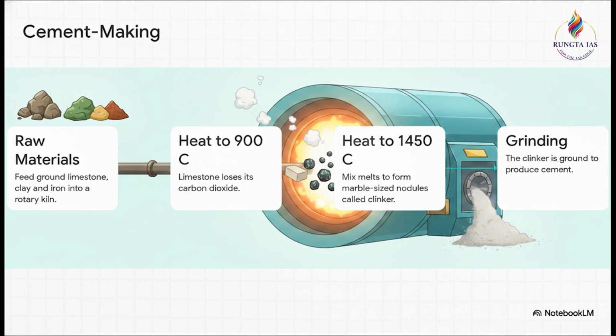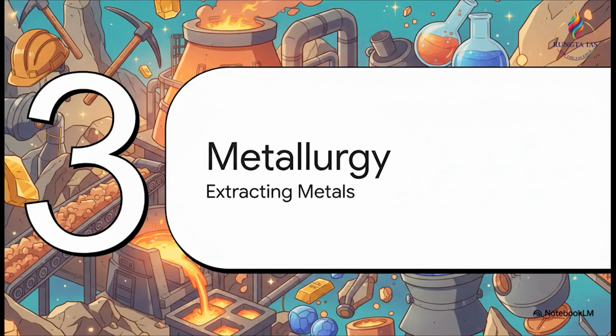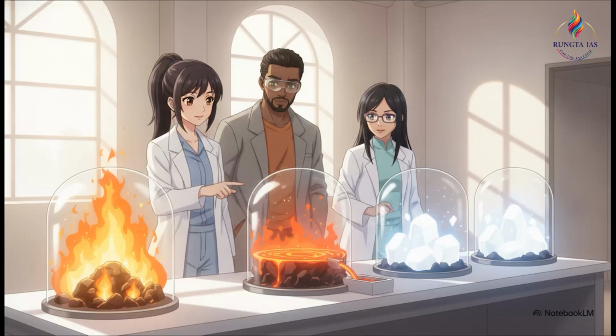Aspirants, make sure you stress heavily on that 900-degree mark where the CO2 is actively released. That is a vital data point for your climate change answers. All right, Section 3, Metallurgical Extractions. Pivot over to your GS Paper 1 Geography syllabus, specifically for mineral resources.